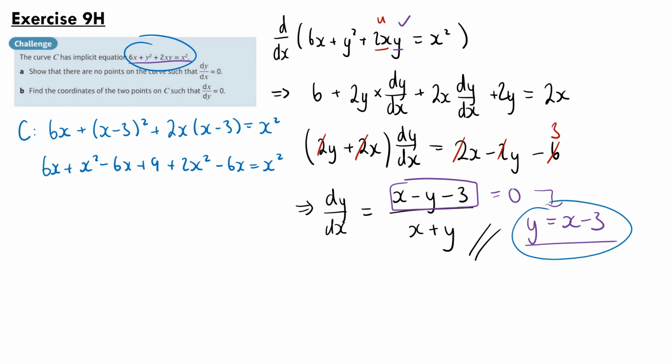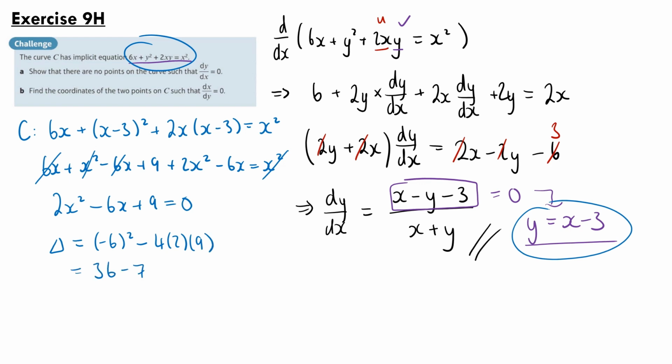Then we can cancel out the 6x and minus 6x, and the x squared on each side. So the quadratic equation we're left with is 2x squared minus 6x plus 9 is equal to 0. And again, remember, we're looking to show that there are no solutions. So the discriminant is b squared, which is minus 6 squared, minus 4 times 2 times 9, which is 36 take away 72, which is minus 36, which is less than 0. So there are no real solutions, and so no points of intersection.